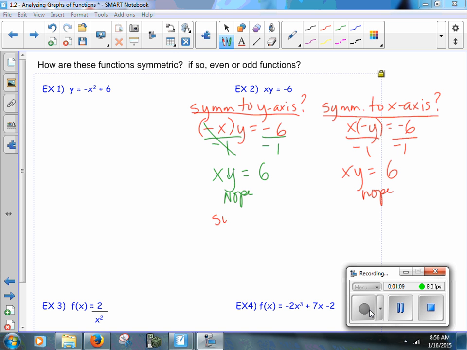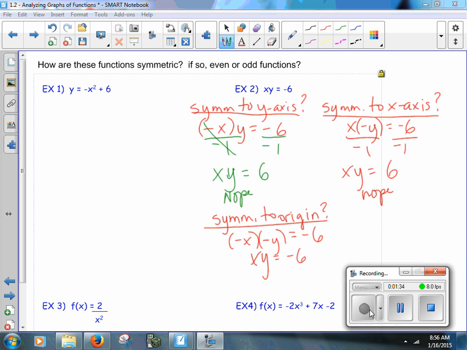Check origin. Symmetry to origin. What do I do on this one? I have to plug in both. So I've got negative x, negative y is equal to negative 6. What's negative times negative? Positive. Uh-oh. Does it match? Yes. The original function? Yes. So does this thing have symmetry?